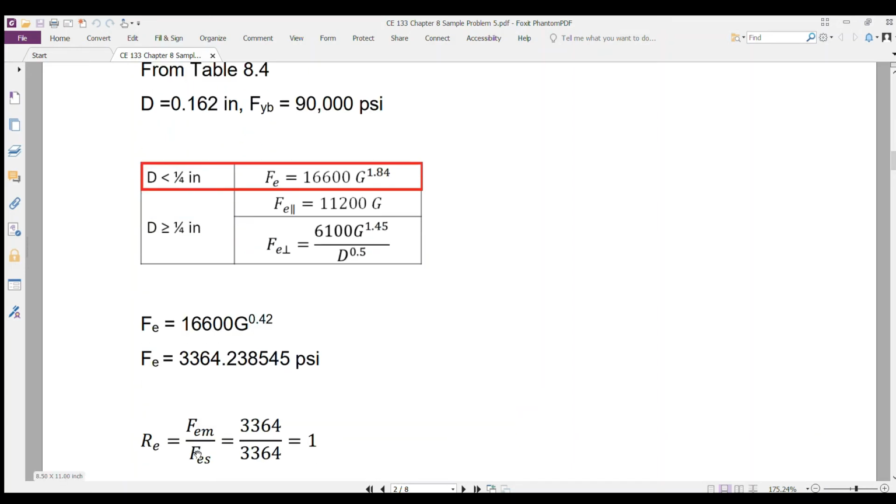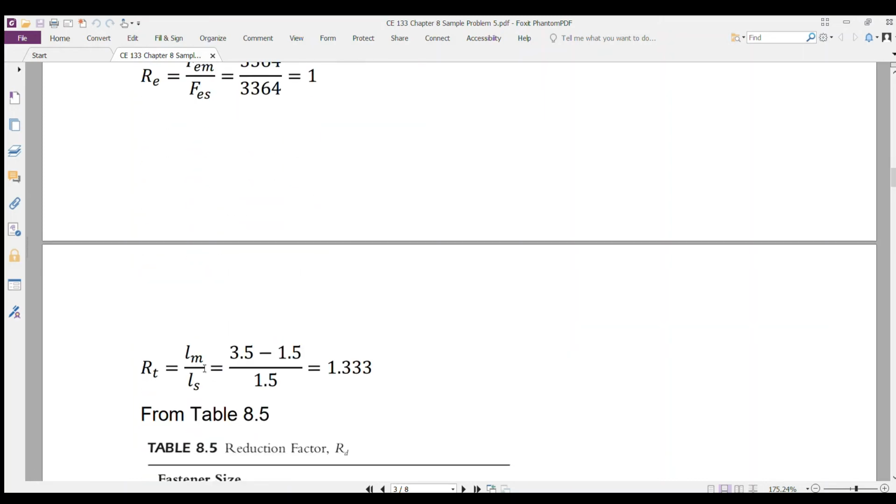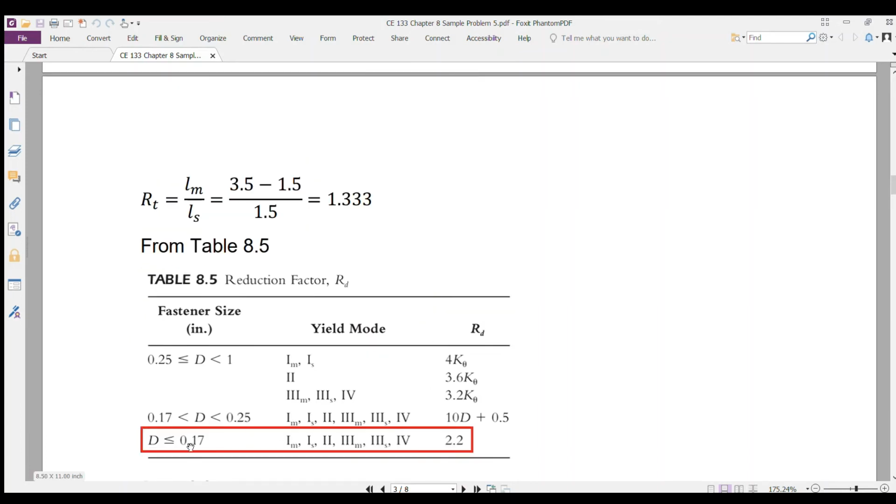Now we need to determine R sub E, so we divide F sub EM over F sub ES, which is equal to 1, and we need to get the value of R sub T, which is equal to L sub M over L sub S, which is equal to 1.33. Now from table 8.5, we need to determine the reduction factor R sub D. Since our diameter is less than 0.17, we have R sub D of 2.2.